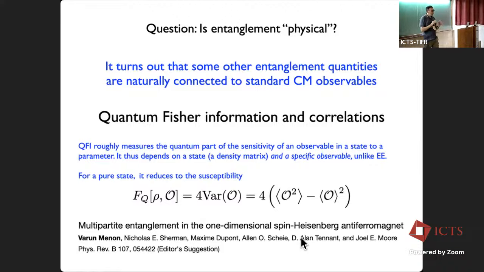For entanglement entropy, I needed to know a state and how to partition the system, but I didn't need any particular observable. It was independent of a choice of observable. It's really a fact about the state in the Hilbert space. Quantum Fisher information is a little bit like a generalization of susceptibility that measures how sensitive an observable is to a change in a parameter coupling to that observable. So I have to pick an observable, but the good news is for a pure state, it's quite simple. It reduces to the ordinary susceptibility. For a mixed state, it's more complicated. And why this is a natural thing to measure, I will come back to.